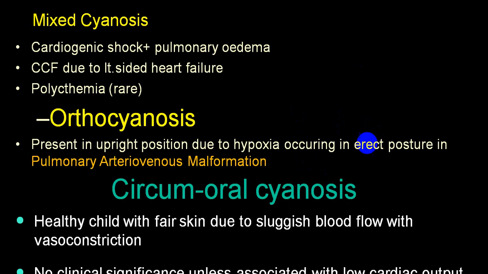I've already explained circumoral cyanosis: in a healthy child, because there is a little sluggish blood flow and a peripheral vasoconstriction from exposure to a little cold, a child will develop circumoral cyanosis for a short period, and there is no diminished cardiac output. This is a good number of times physiological, and hence it disappears after a short period.